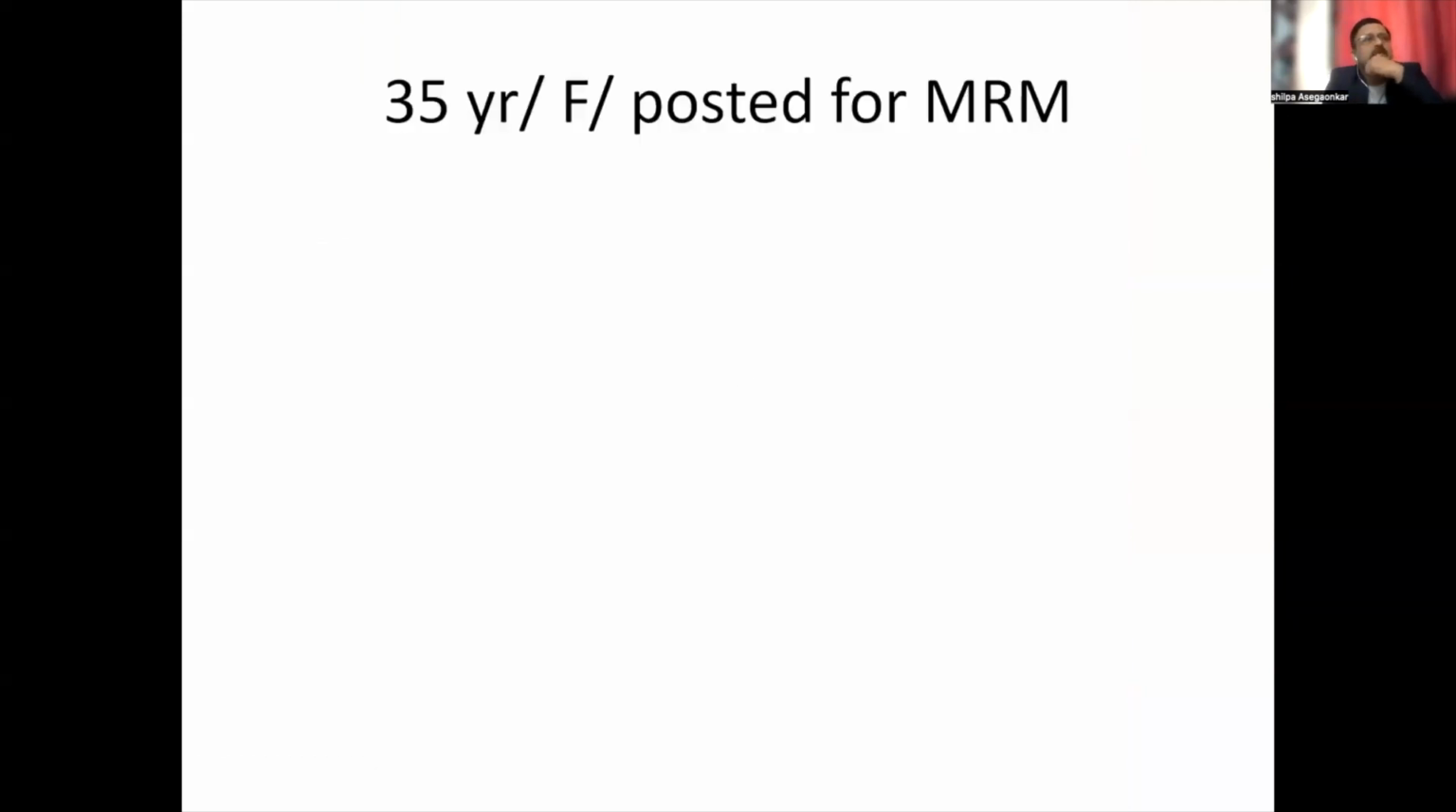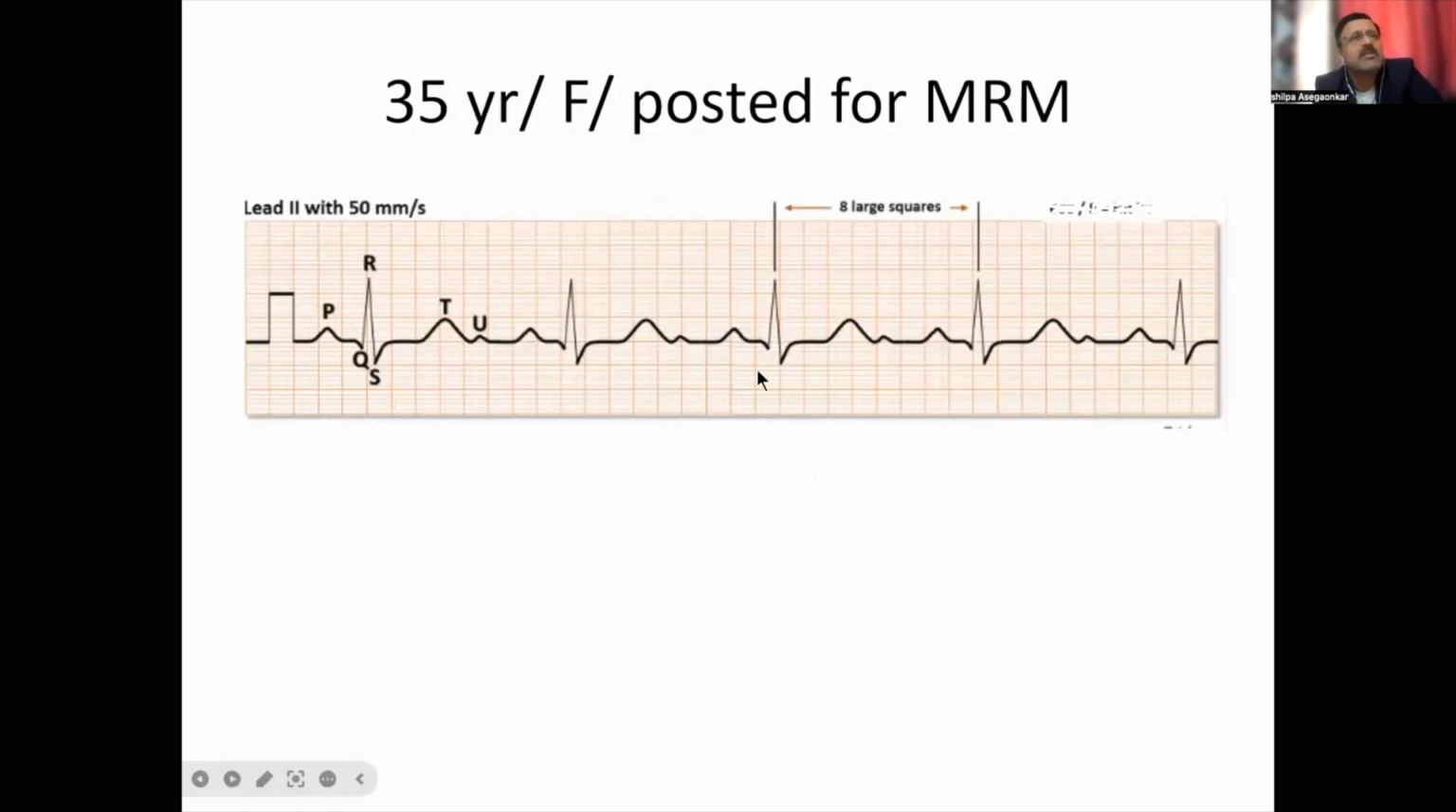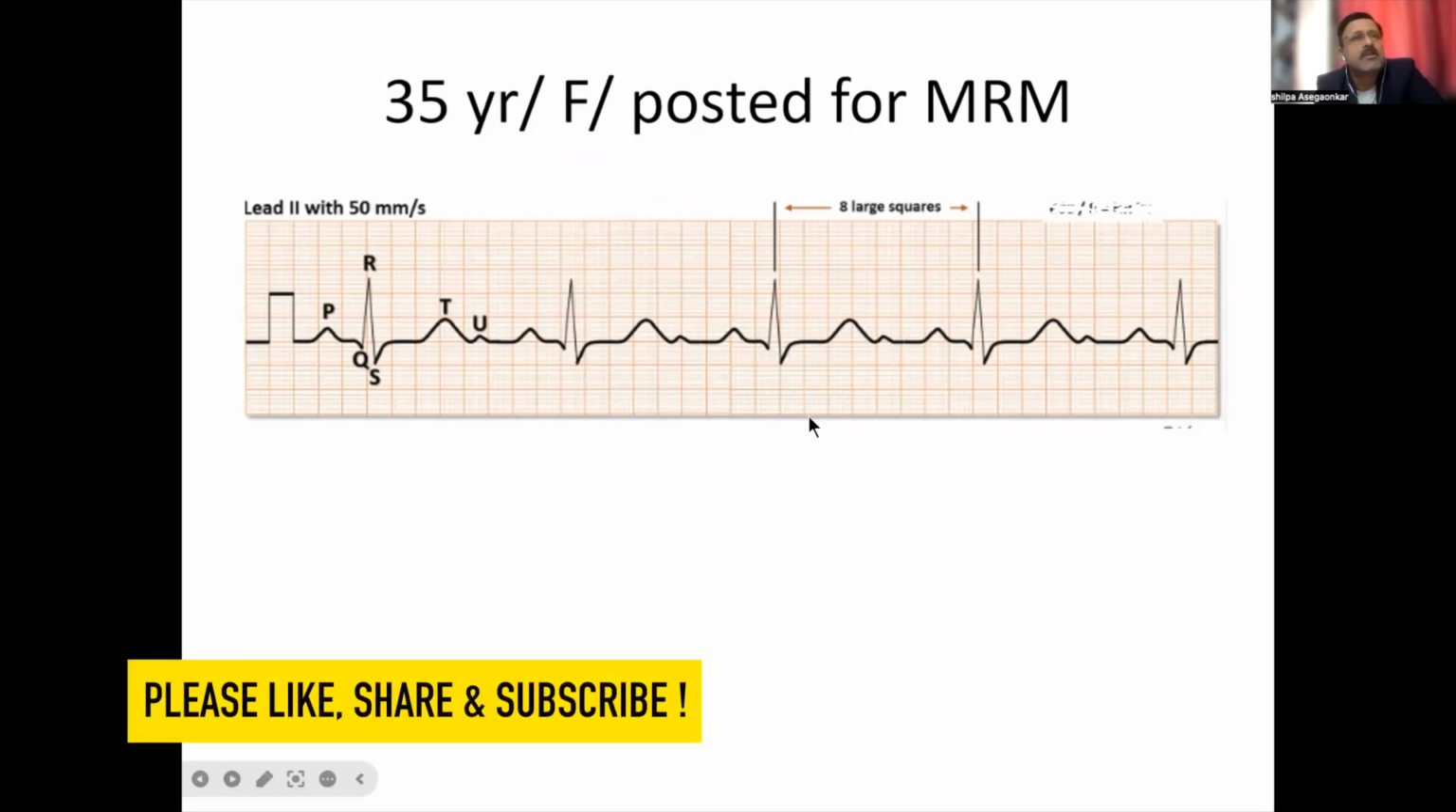Now, this is a 35-year-old female posted for a simple MRM surgery, and when one of my colleagues saw the ECG of this patient, she postponed the case because there is an increased PR interval, there is interventricular conduction delay, and there is an increased QT interval. Overall, it looks like there is a conduction problem on the ECG.